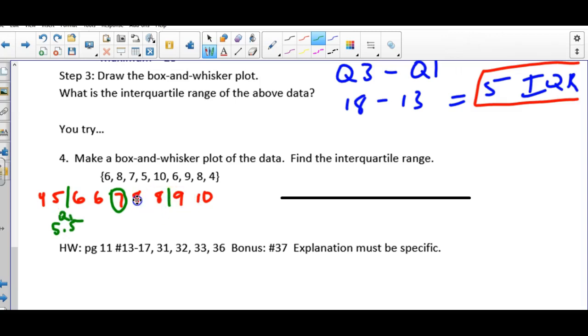Up here, find the middle. Between here, you got 8 and 9. 8 plus 9 is 17, and if you divide that by 2, you get 8.5. So that is my Q3.